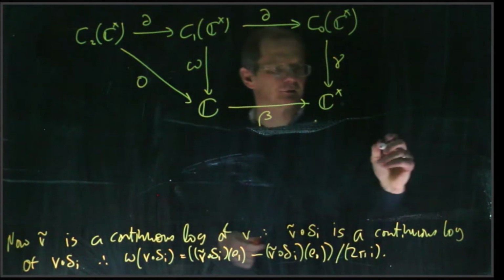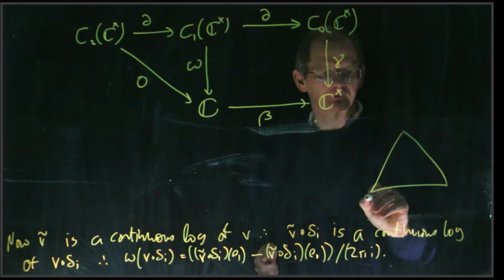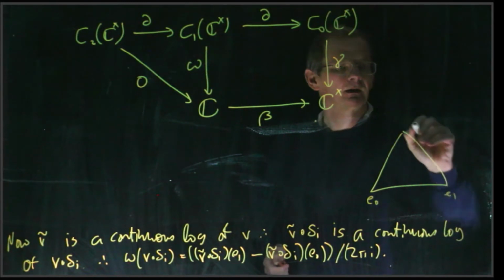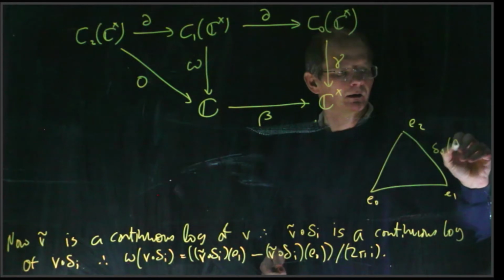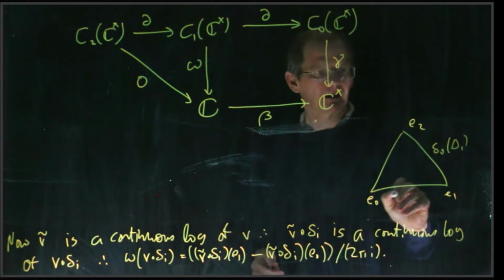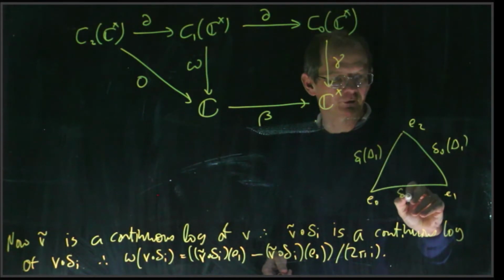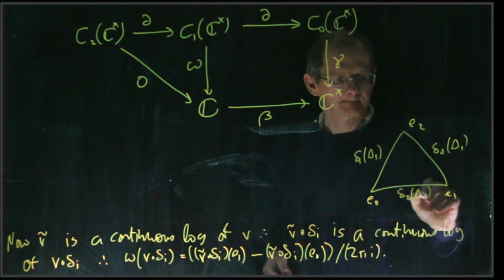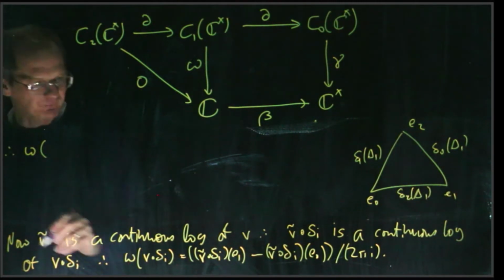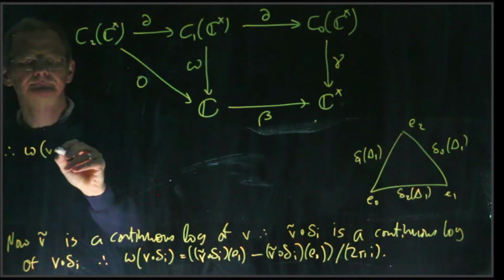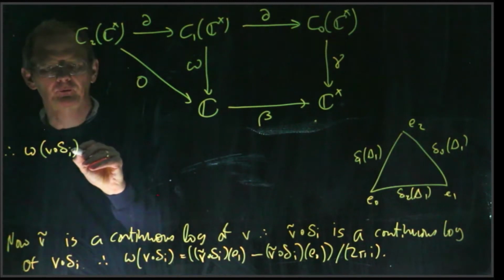Okay, but now you just look at this picture here. Here's your delta 2 with your E0, your E1, your E2. And this is the image of delta 0. This is the image of delta 1. This is the image of delta 2. So we look at v composed of delta i. Okay, so composed of delta 0.